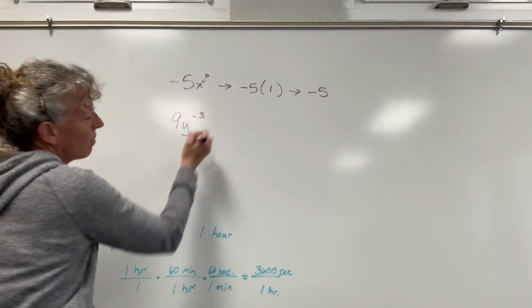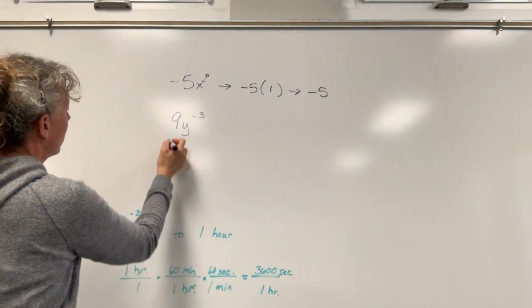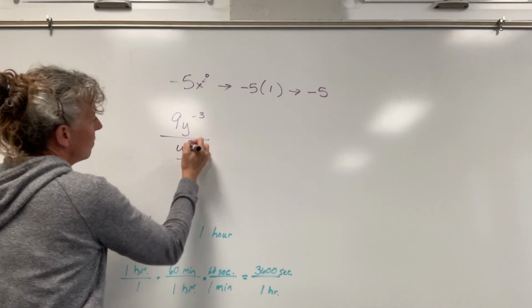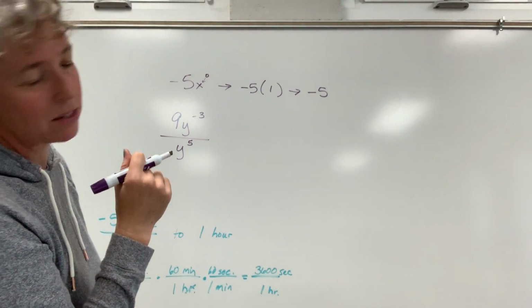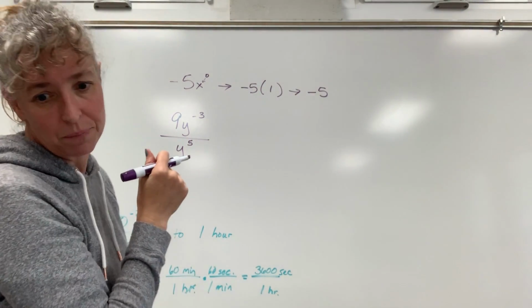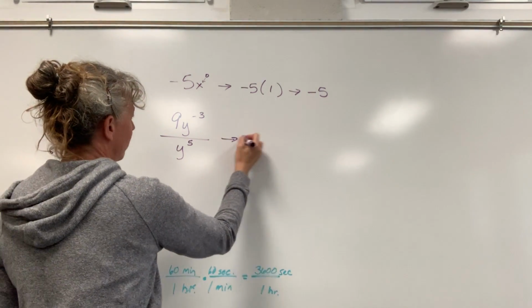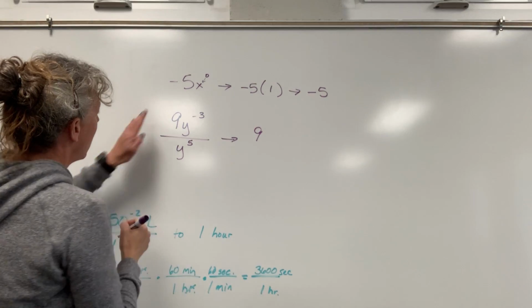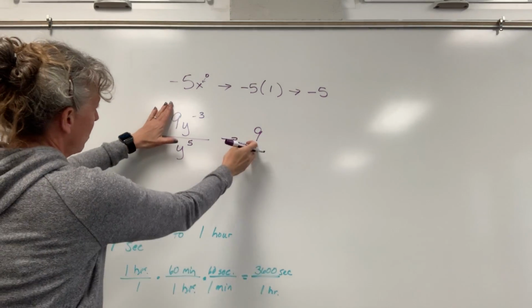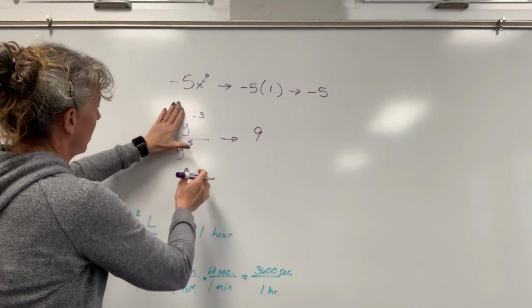Okay, let's look at B. 9y to the negative 3 over y to the 5th. I think I wrote that down right. Yes, okay? So we have a 9 right here. I wrote it down. We still have it. We haven't done anything with that yet.